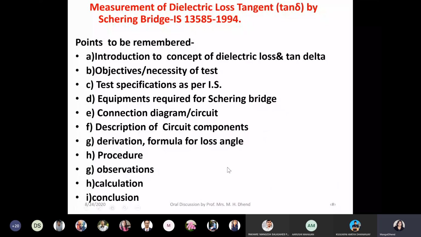So these points are very important to discuss any test. Today we'll see measurement of dielectric loss tangent by Schering bridge. Can you see the PPT? Yes, ma'am. Students, can you see the PPT?